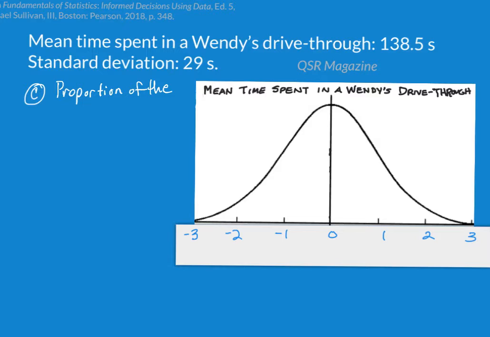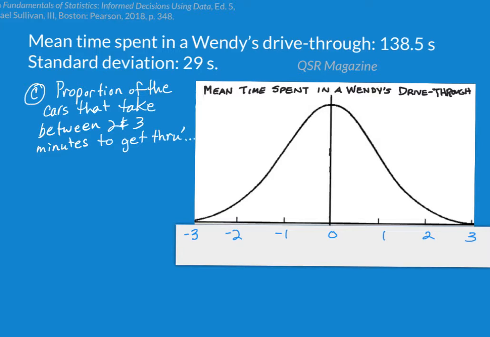of the cars that take between 2 and 3 minutes to get through the drive-thru. Notice that my question uses the units of minutes, whereas the setup to the problem only gives me time in seconds.